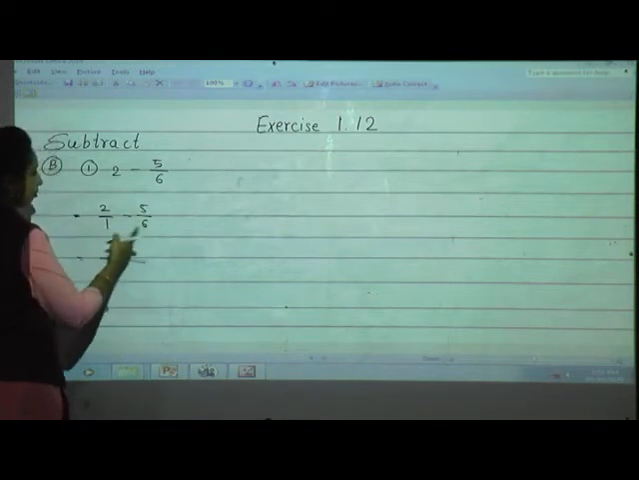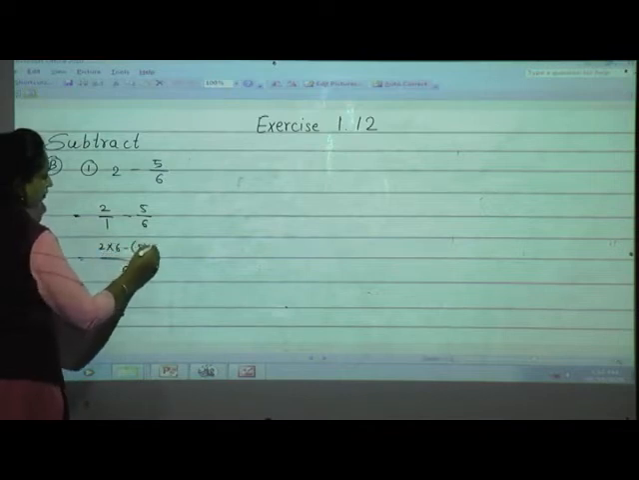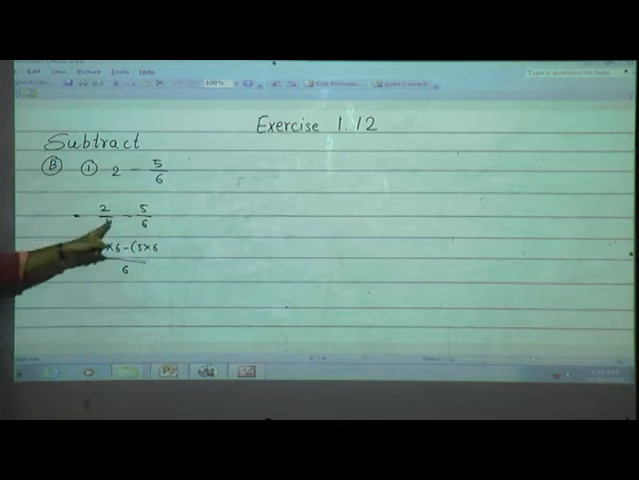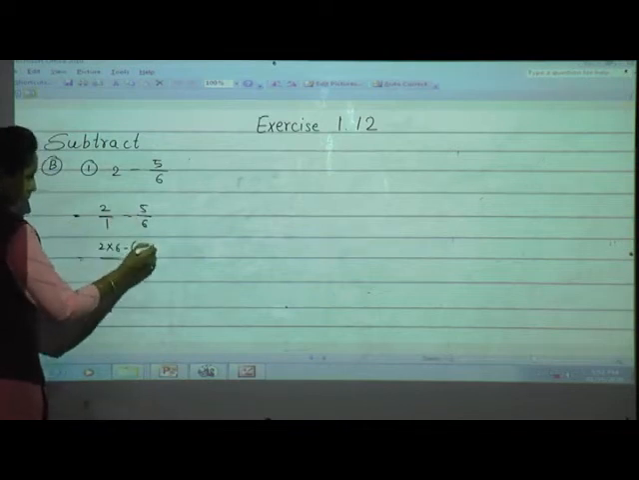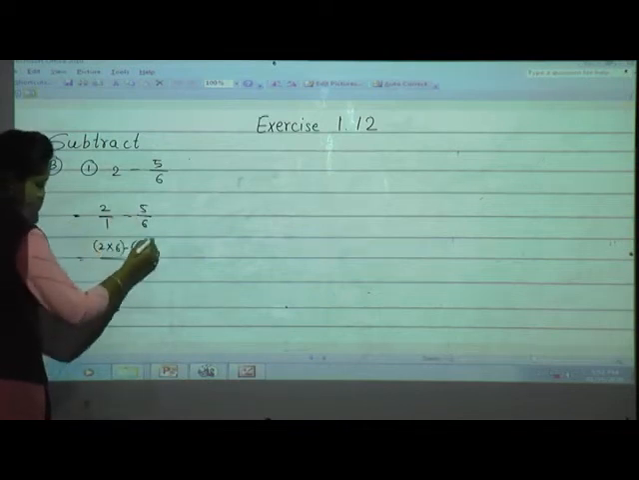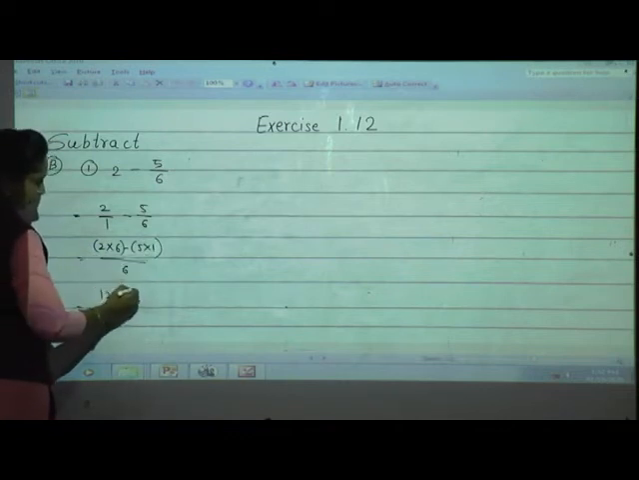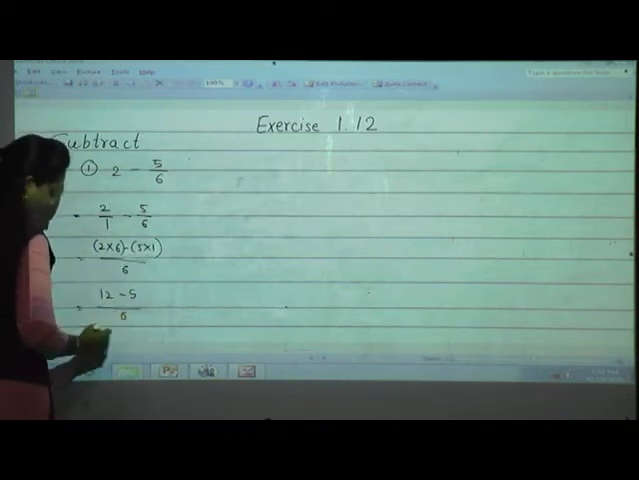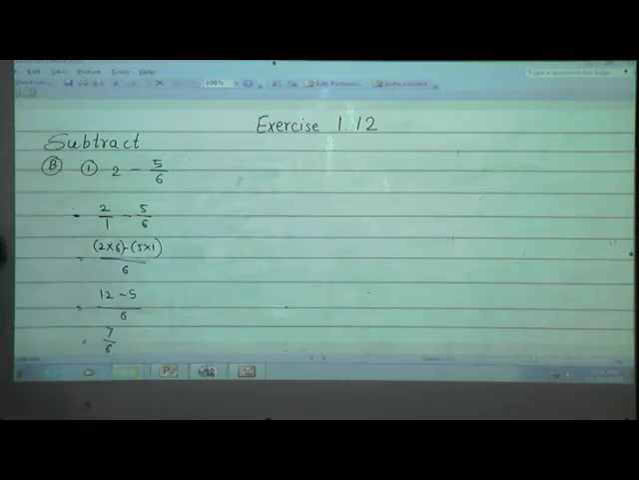Now the LCM of both the numbers, 6 1s are 6, then cross multiplication, 2 6s are, 5 1s are. Are you getting? 2 6s are, 5 1s are. So multiplication, 2 6s are 12 minus 5 1s are 5, divided by 6. So 12 minus 5 is 7 upon 6.